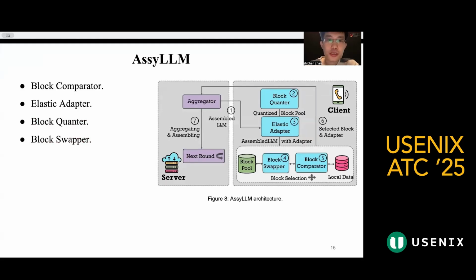Okay, to summarize, in SAM we design four key components. The block comparator selects the best fitting blocks, and the elastic adapter ensures they work smoothly together. The block Quanter compresses them to fit the memory budget. The block swiper further optimizes memory usage at the system level. Together, this makes SAM practical for edge devices. And this figure shows the architecture of AssyLLM.